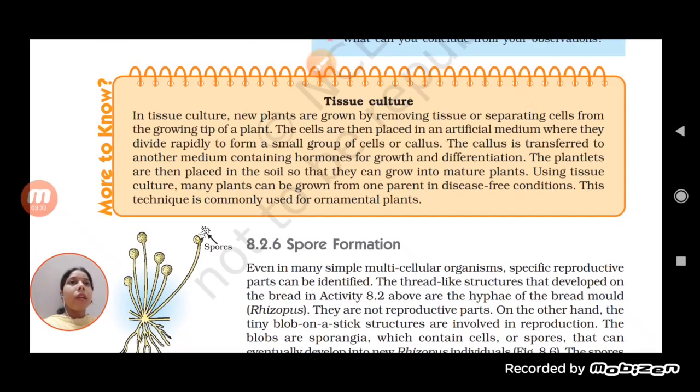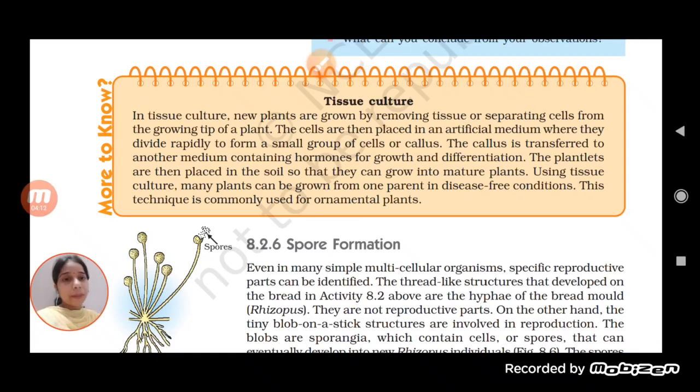Actually what happens here is we take a small tissue, or we take separate cells, from the growing tip of the plant, because you are very well aware of the different types of tissues, students, and we know that one of the plant tissues is called meristematic tissue. They are present at the tip of the plant, the tip of the root and the tip of the shoot also, and they are responsible for the growth of the plant.